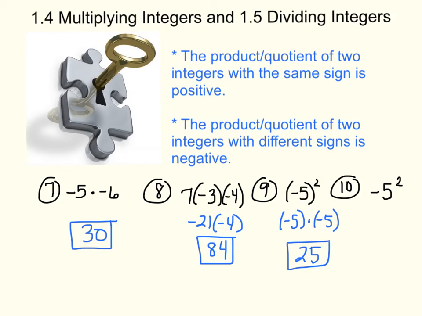In number 10, though, you are only squaring the 5, not the negative. The negative is not in parentheses. So this looks like negative times 5 times 5. That's what this looks like, because the 5 is the only thing that's being squared, not the negative. So 5 times 5 is 25, so your answer here is negative 25. So make note, if the negative is inside parentheses, you take it to the power, just like in number 9. In number 10, the negative is not in parentheses, so you do not take it to the power.